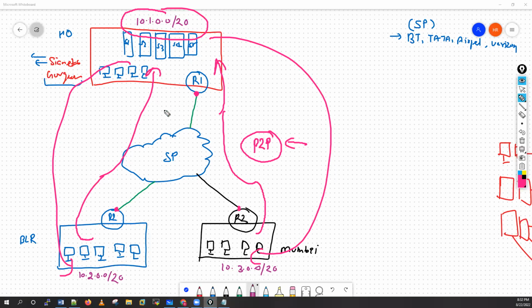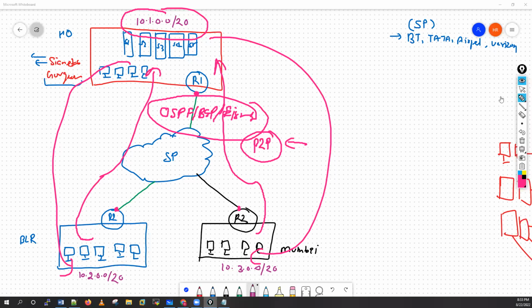And after that, you can run any kind of routing protocol like OSPF. You can go with OSPF, BGP, or EIGRP. These protocols you will use for advertising these routes with each other. So the first WAN technology is the leased line.